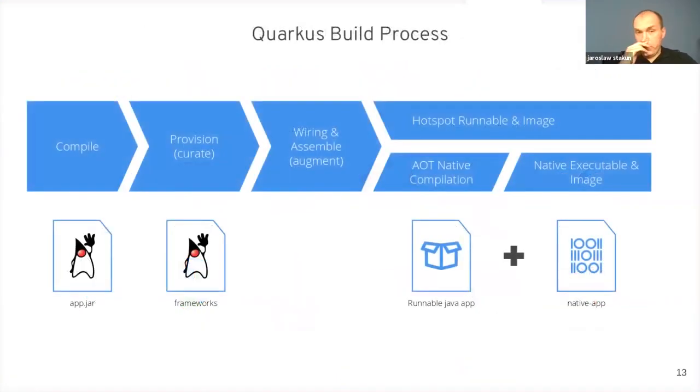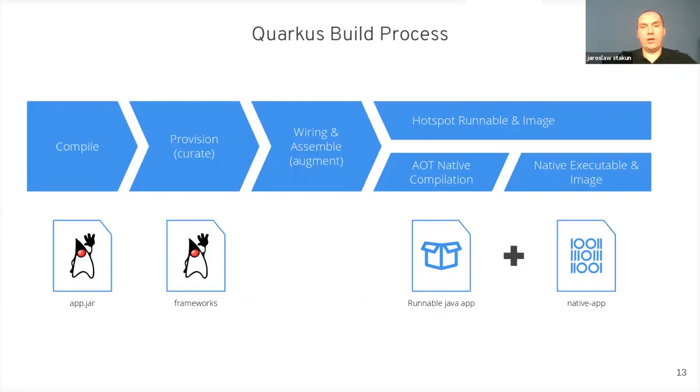Okay, and how about the build process? How does it look with Quarkus? So there are two ways you can build your Quarkus application. The first one is the regular Java-based process. You will use the Java compiler that will generate the Java runnable, a jar archive, for example. The second approach is when you want to create a native application image.